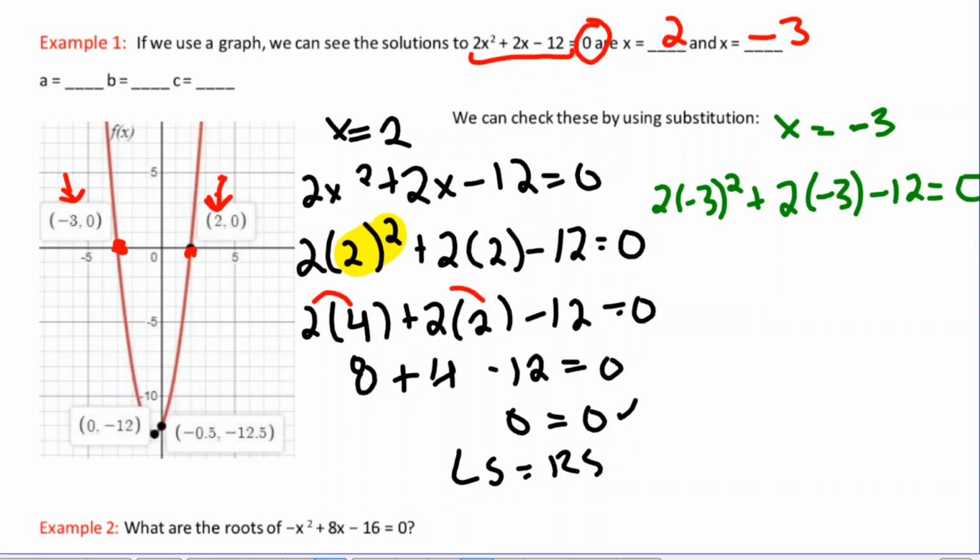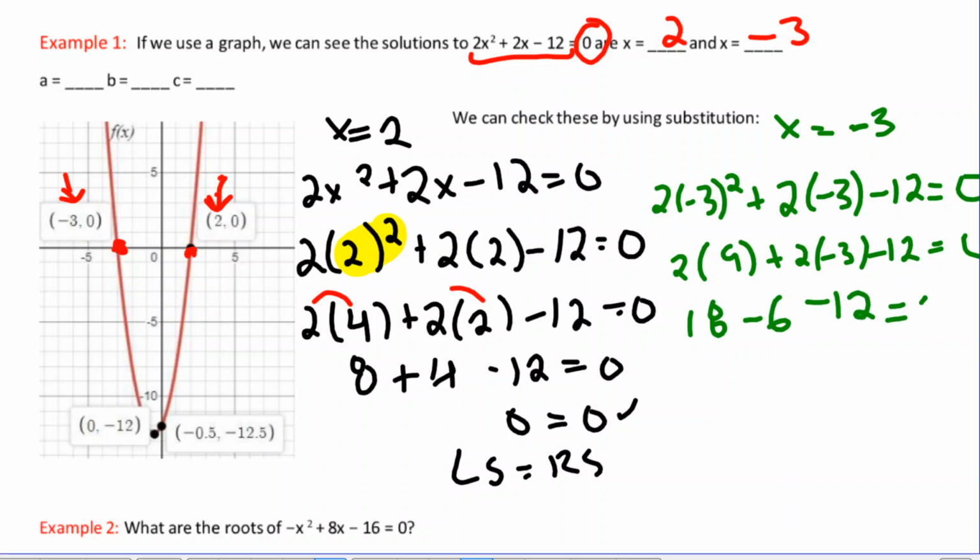I'm going to square first, right? Being careful here, negative 3 squared is positive 9 because it's negative 3 times negative 3. Plus 2 times negative 3 minus 12. 2 times 9 is 18. 2 times negative 3 is negative 6. 18 minus 6 minus 12 is 0.